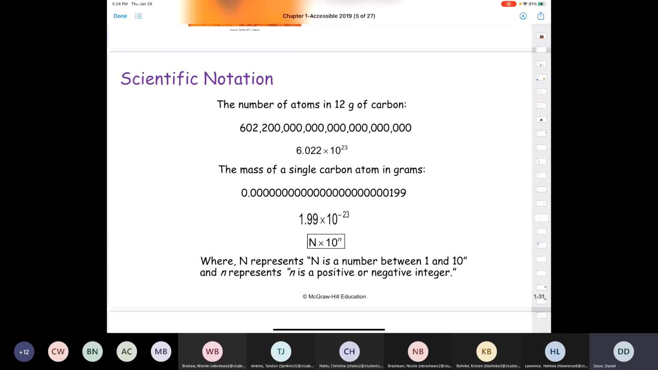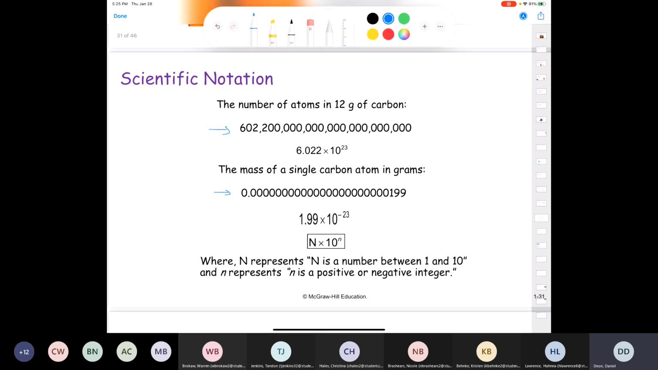All right, let's talk about scientific notation quickly, because this is something that I'm sure most of you saw in high school. But let's say we have a really big number, like this big number here, or a really small number. Well, the news is in general chemistry class, you're going to see all kinds of really big numbers and all kinds of really small numbers all the time.